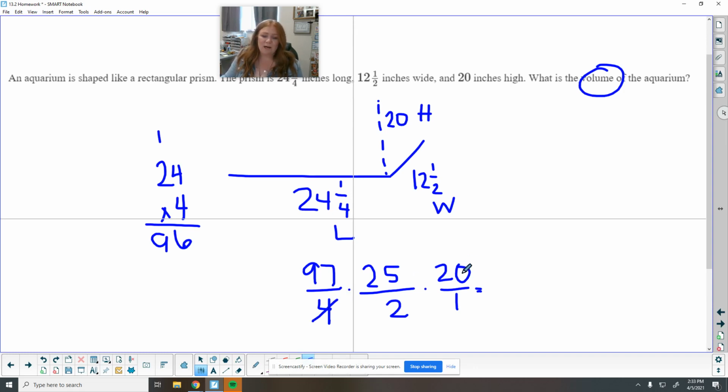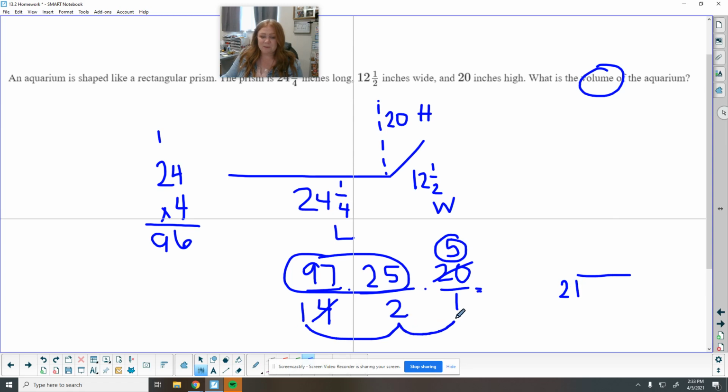I mean, it won't matter which one I do. So I'm going to use my 4 and my 20. So 4 goes into 20 5 times, and 4 goes into 4 1 time. So now I can do 97 times 25 times 1, and then we're going to divide it by 2, because 1 times 2 is 2, times 1 is 2. So once I've done 97 times 25 times 5, I divide that by 2, and that will give me the volume of my aquarium.